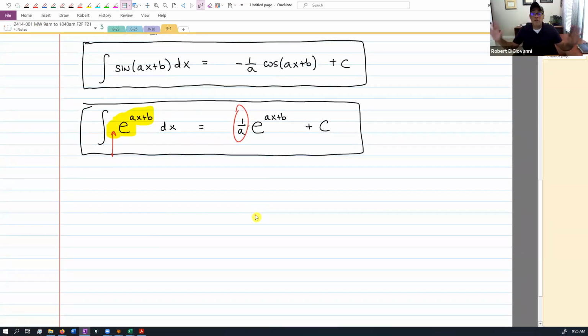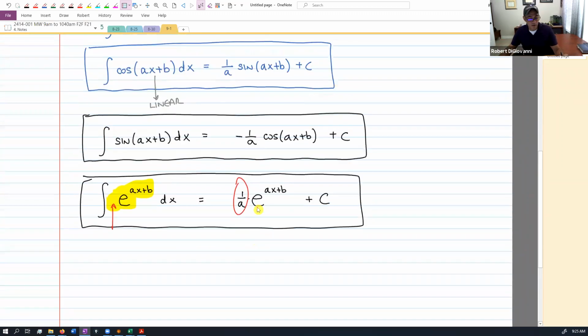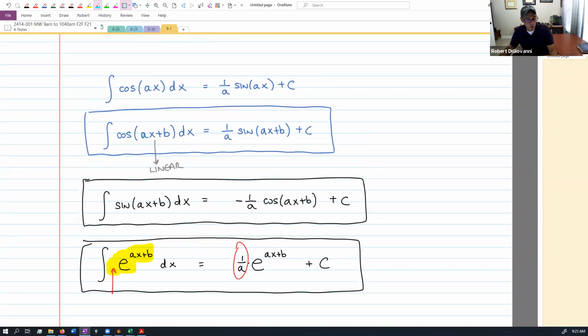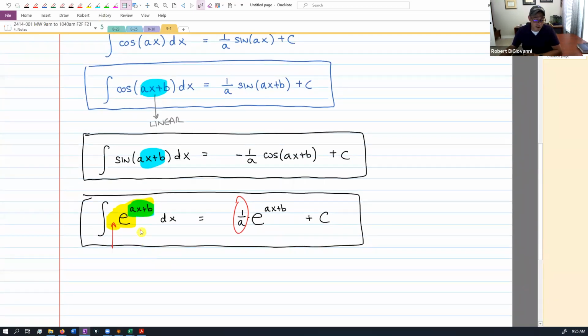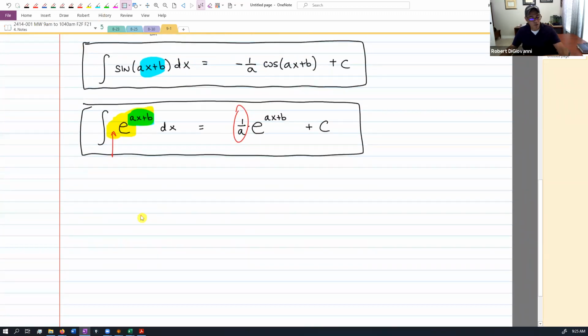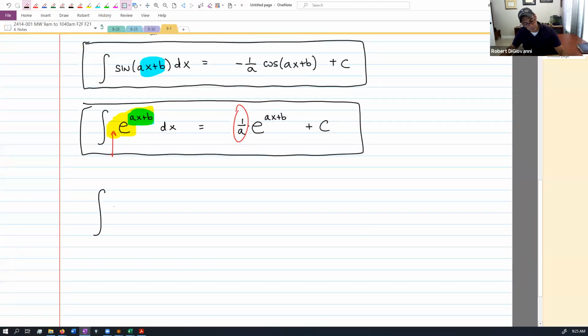And this will work for any function, as long as what's inside of it is linear. That's the key. Please understand that this only works if this is linear. Because if it's something non-linear, then, for example, let's say we had e to the x squared plus 2x dx.